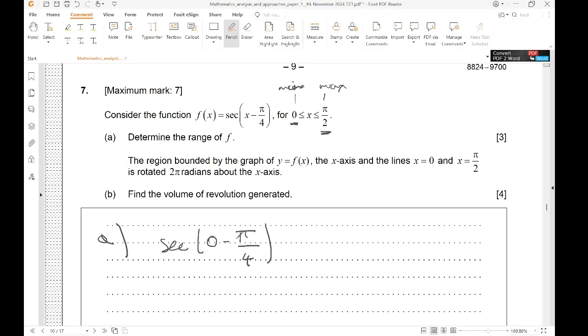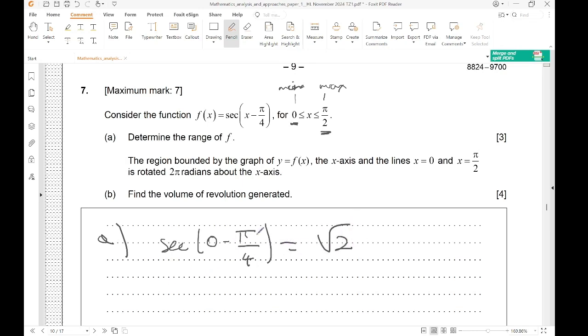So if we plug in secant of 0 minus pi over 4, f of 0, you should get secant. Secant is 1 over cos. So if it was cos, the value would be 1 over root 2, but since it's secant and it's negative pi over 4, it should be root 2.